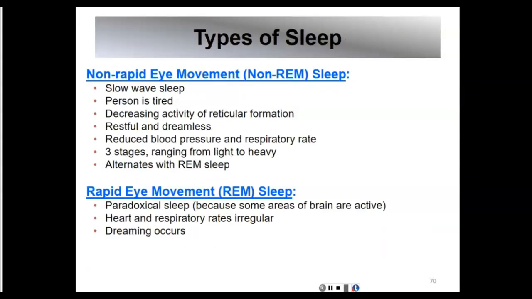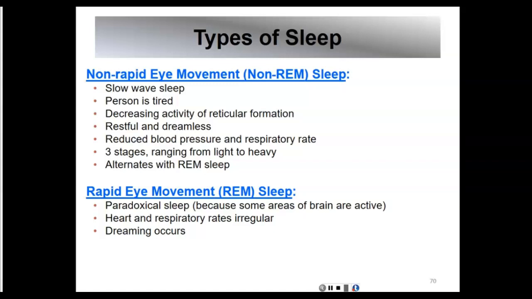Speaking of wakefulness and sleep, there are two types of sleep: non-rapid eye movement, or non-REM sleep. This is a slow wave sleep. This is when a person is tired, probably like you are now listening to my voice. It decreases activity of your reticular formation. You are restful and dreamless. Your blood pressure drops, your respiratory rate drops some. There are 3 stages ranging from light to heavy.